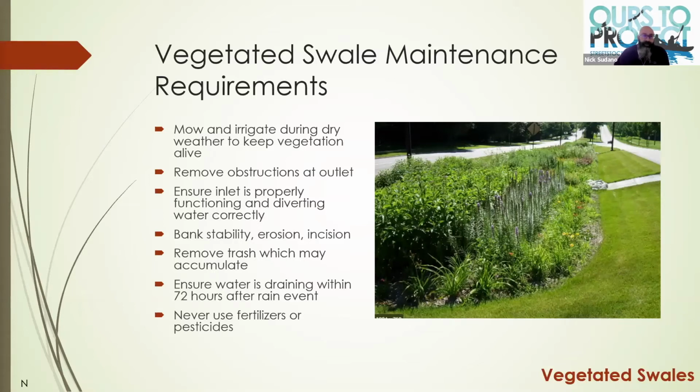We're looking for trash. We're looking at the bank stability. We're looking for erosion, incision. And we really want to make sure that they've got the right practices in place and they're not using fertilizers or pesticides, as practical here. So these are things to look for or to include in your maintenance requirements, and also for landscapers, things to be mindful while you're maintaining them.